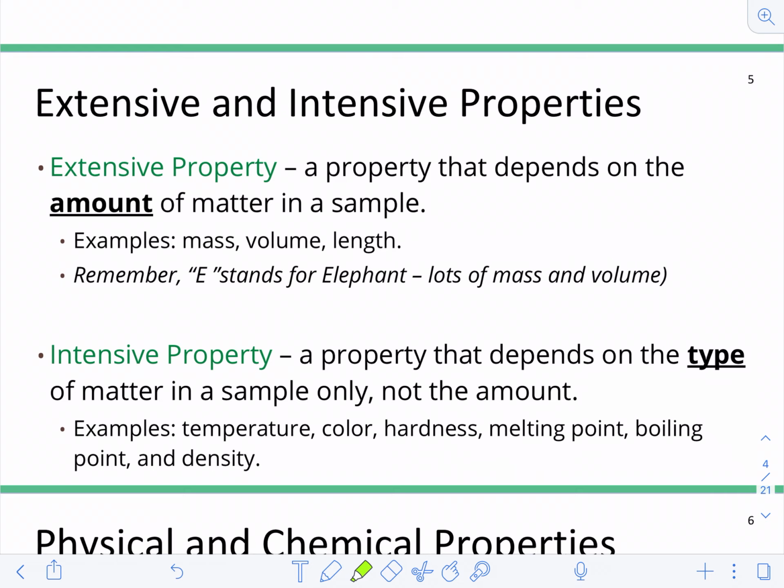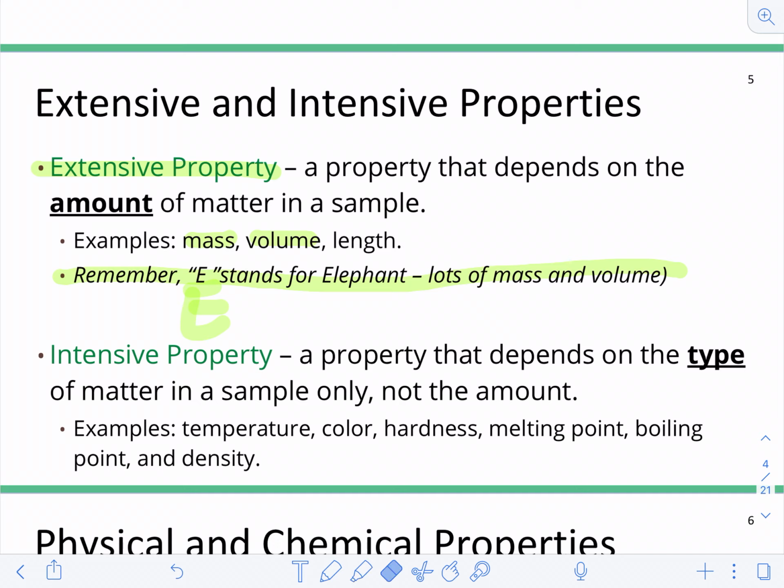Length is another example of an extensive property. It's going to depend on the amount of matter. Let's say I'm talking about a string. The longer the string, the more matter in that string. So an extensive property is one that depends on the amount of matter in a sample. One way to remember that it depends on the amount is, E stands for elephant, lots of mass and volume. Those are two examples of extensive properties. You could remember E for extensive and E for elephant. It depends on how much of the matter there is.